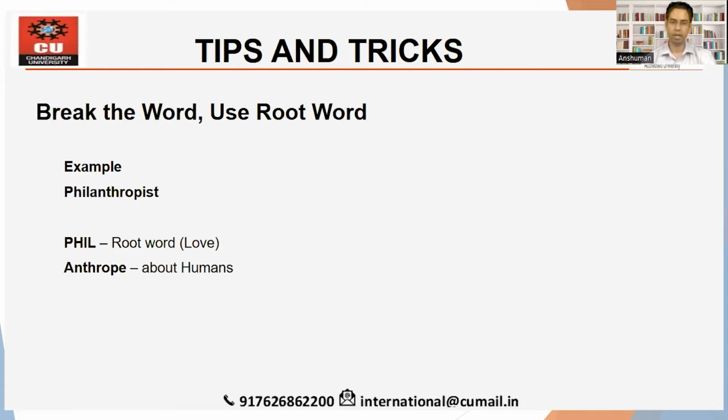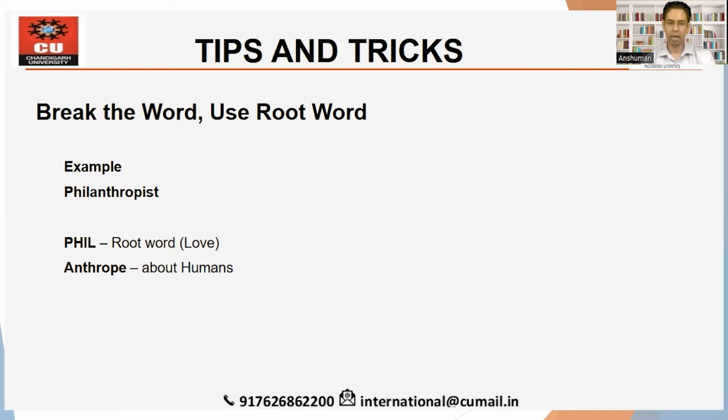The next part says, break the word, use the root word. For example, we can see philanthropist. Now, philanthropist is a long word. In order to understand philanthropist, we need to break it. How do we do that? Let's break it with 4 letters first, which is PHIL in philanthropist.